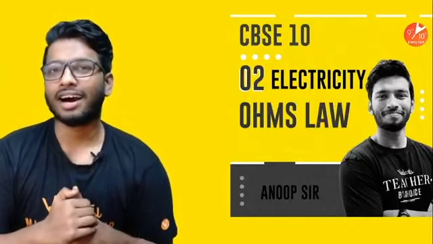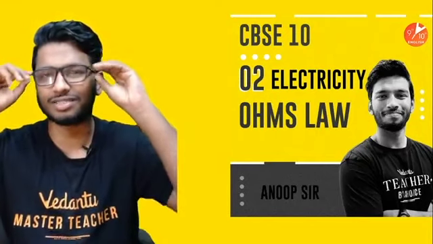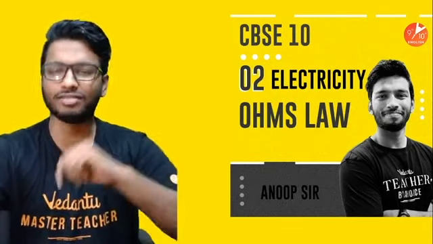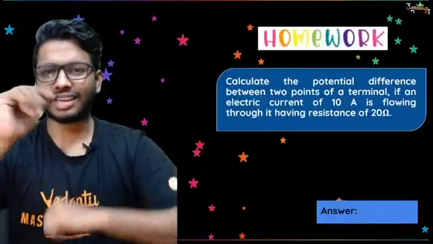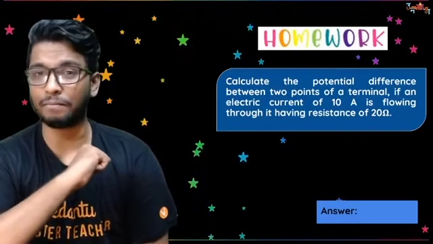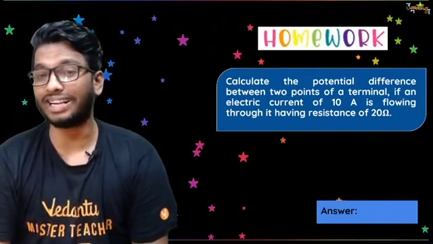But before that, guys, remember in the last session I gave you a homework. At the end of every session, we have a homework. So last session also, when we talked about Ohm's law, I had given you a homework. I hope you guys have done it. So here's the question, people. Calculate the potential difference between 2 points of a terminal if an electric current of 10 ampere is flowing through a resistance of 20 ohms.